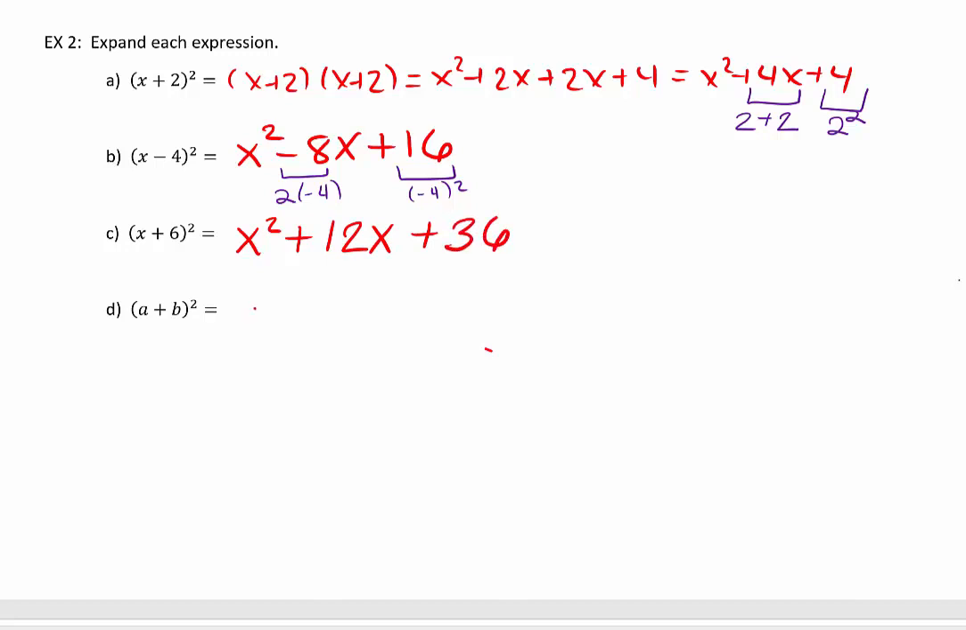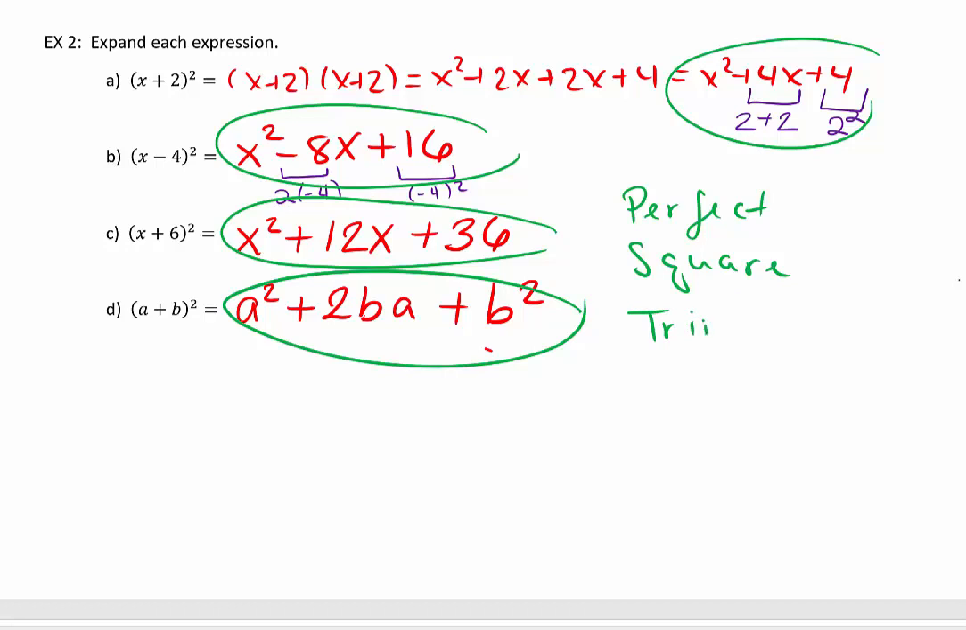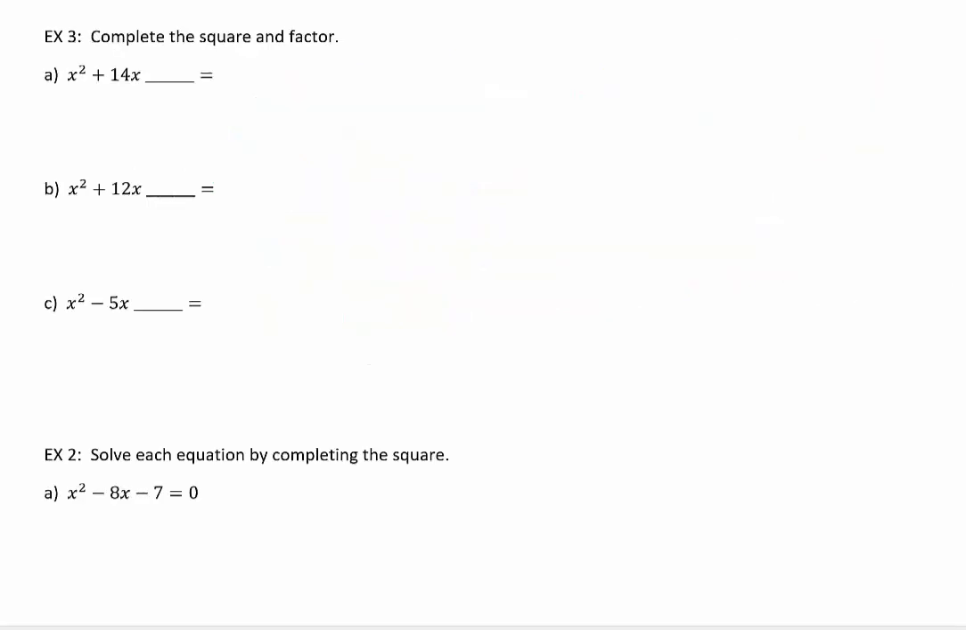So in general, this pattern is, if you square (a plus b), you should get a squared, then 2 times b times a, and then your last term will be b squared. So it's your basic pattern, and I'm going to call each of these expanded trinomials perfect square trinomials because they can be factored as something squared. And so that's going to be our goal, creating perfect square trinomials. So let's try to do that next.